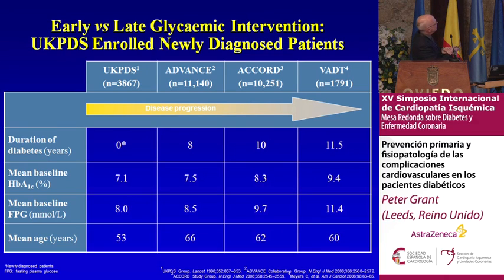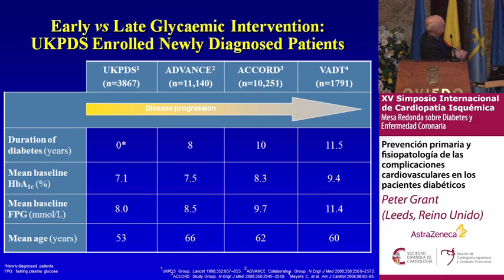UKPDS, of course, was a study which enrolled drug-naive type 2 diabetic patients, whereas ACCORD, which is the study which caused a lot of controversy, was carried out in patients who'd had diabetes for 10 years at the time the trial was instigated, as was VADT. So if you look at these studies, which are actually increasing in duration of diabetes across here, you see that they also had poorer glycemic control at the time the trial started, both by HbA1c and by fasting plasma glucose, and that they were generally older as the trials moved across.